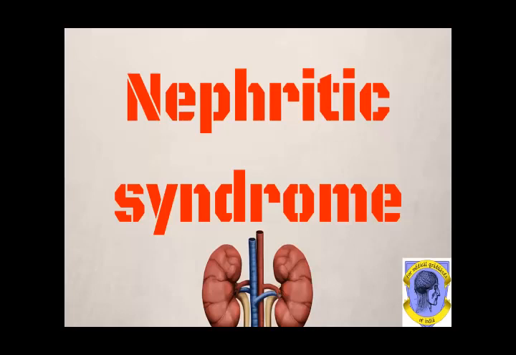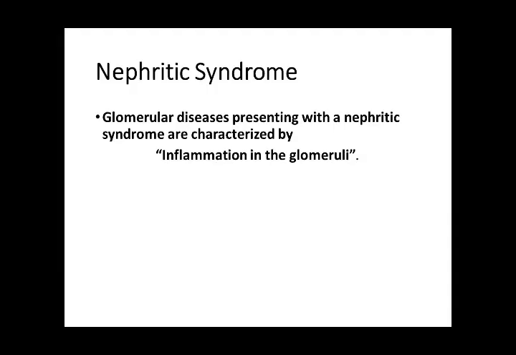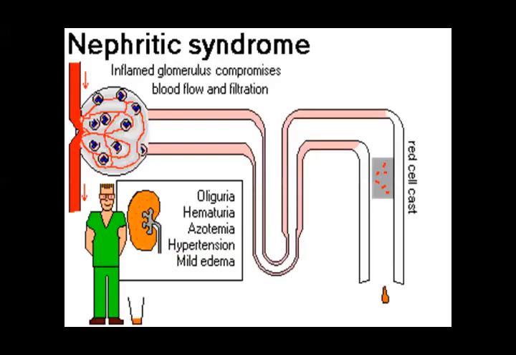Nephritic syndrome. We will just go through what nephritic syndrome is, and then we will see if one can be converted into the other. Glomerular diseases presenting with nephritic syndrome are characterized by inflammation of the glomeruli. This is nephritic syndrome: red cell casts going out, oliguria, hematuria, azotemia, hypertension, mild edema.